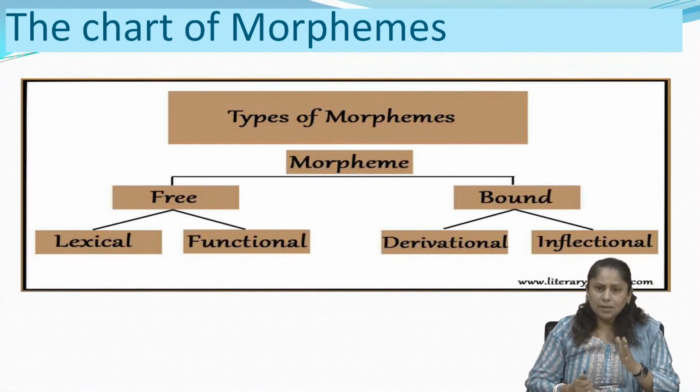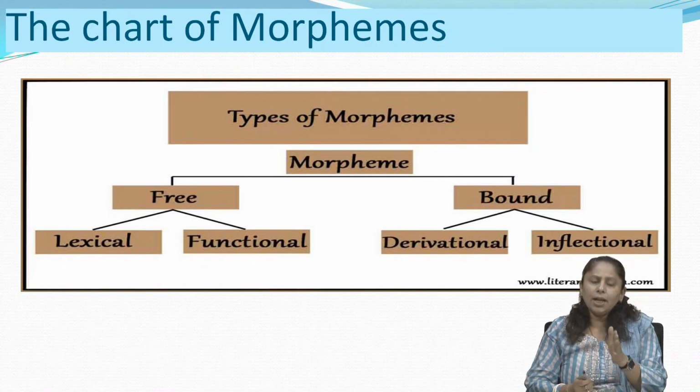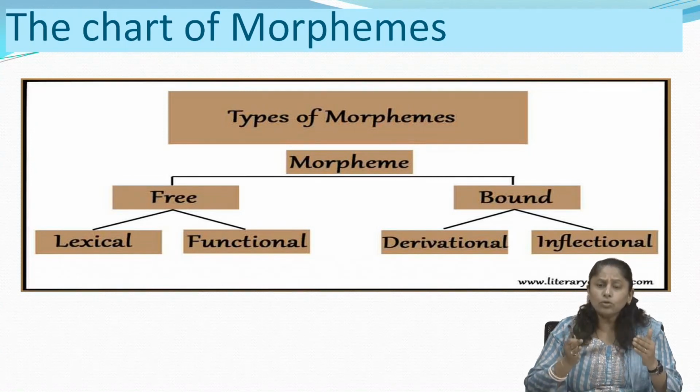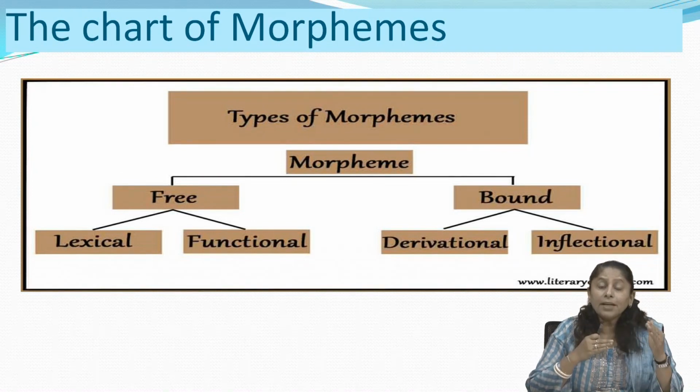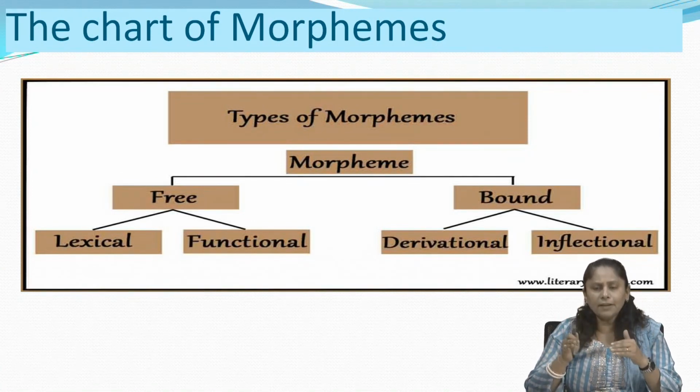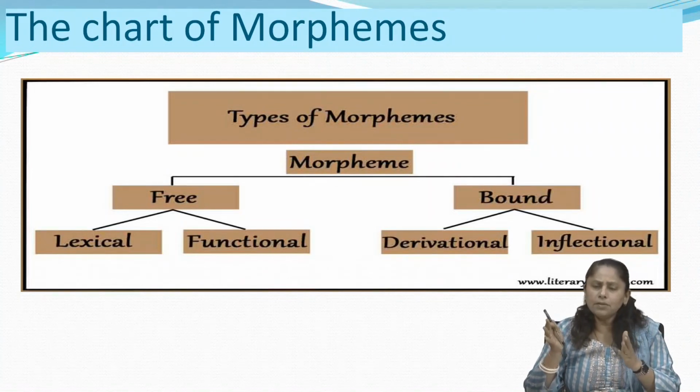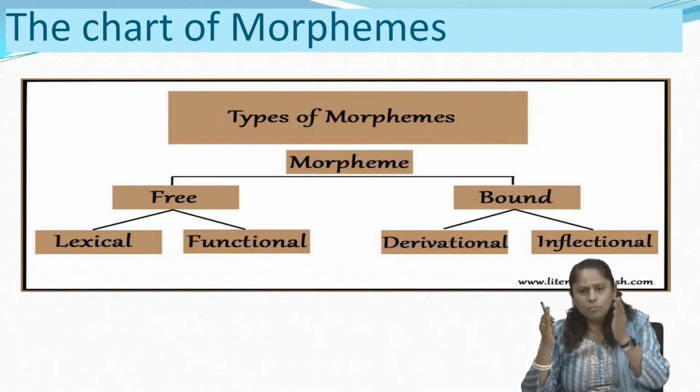Now let's discuss bound derivational and bound inflectional morphemes. As I told you, inflectional morphemes are those which are the examples of prefixes, suffixes and affixes together, as for example unsystematically, or the word irregular or irregularly. These are the examples of inflectional bound morphemes.